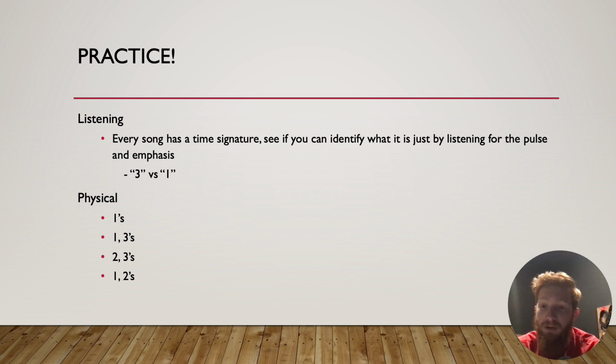2 3s, you're going to snap on beat 2 and beat 3. 2 3, 2 3, 2 3, 2 3. And then 1 2s, you would snap or clap or sing or strum or hit on beats 1 and 2. 1 2, 1 2, 1 2, 1 2. And you can try that at a bunch of different tempos. And again, it's just going to help us feel where the beats fit within the measure.